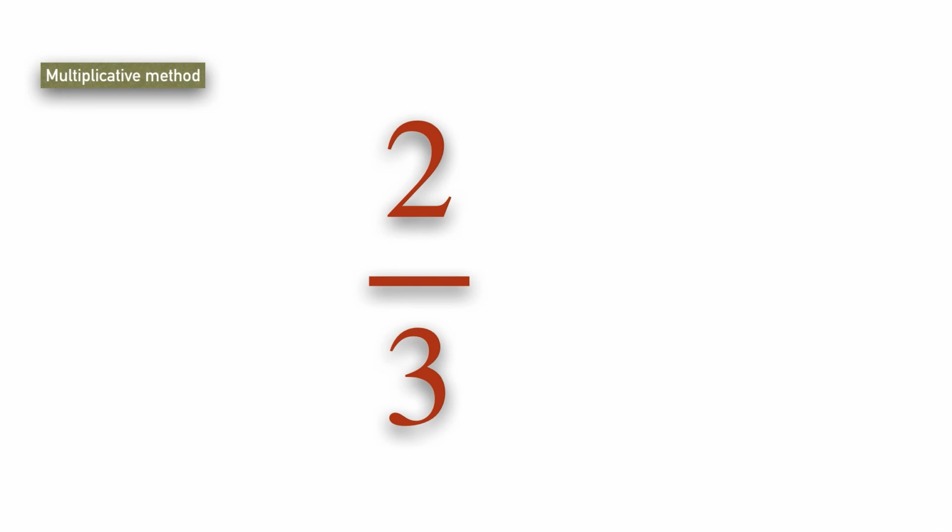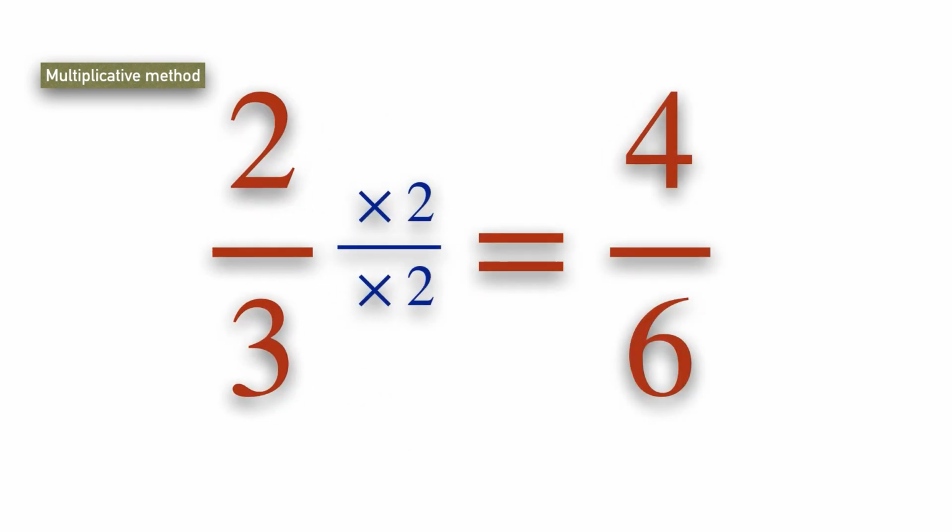Simplifying a fraction is not the only way we can find an equivalent fraction. We can also multiply by any whole number to get its equivalent. This is our multiplicative method for finding equivalent fractions. For example, in order to find an equivalent fraction of 2/3, we can multiply the numerator and denominator by any number other than 1. For example, multiplying by 2/2 gives another equivalent fraction.